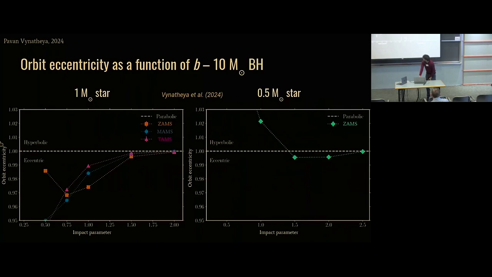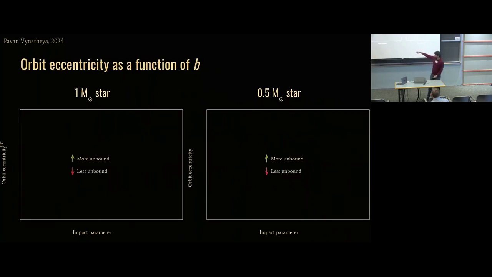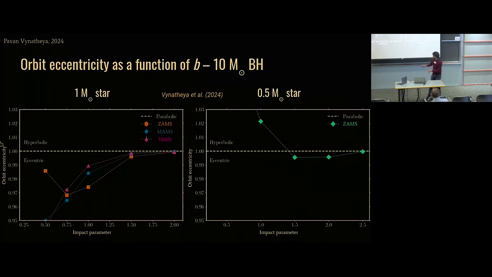And here I show a plot of orbital eccentricity. The dashed line represents a parabolic orbit or a zero energy orbit. Anything above is hyperbolic, anything below is eccentric. So starting from an initially parabolic orbit, we see that in the case of 1 solar mass stars and 10 solar mass black holes, all the orbits are bound, but it's not a monotonic behavior. You have some kind of upturn here, and this is due to asymmetric mass loss. It gets kicked in a particular direction.